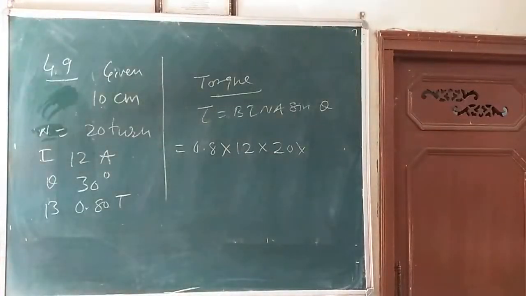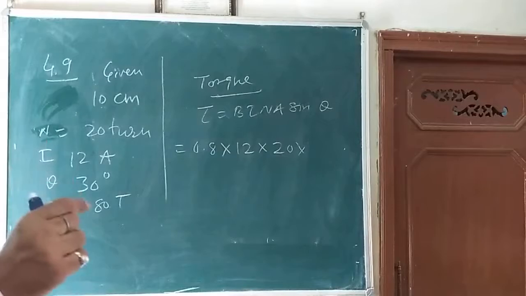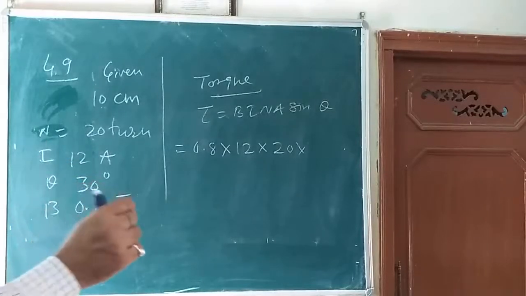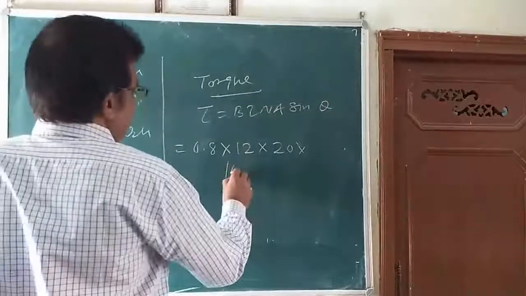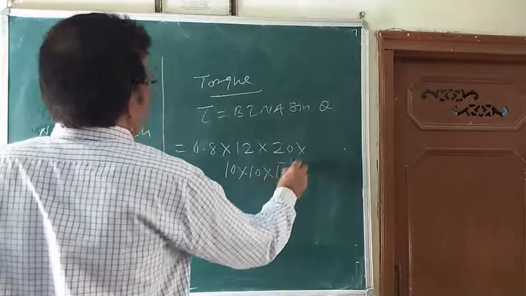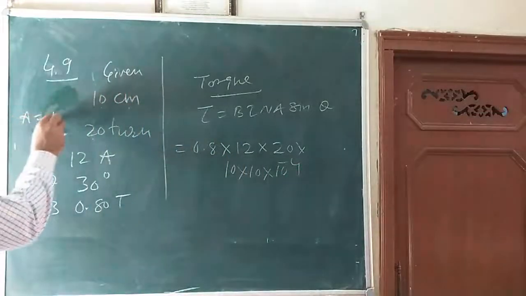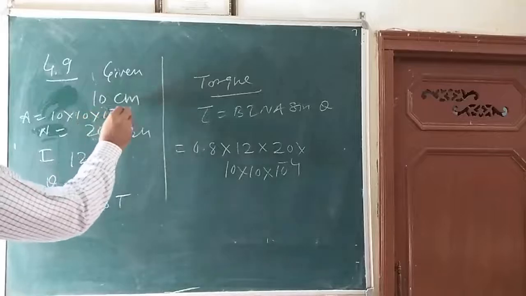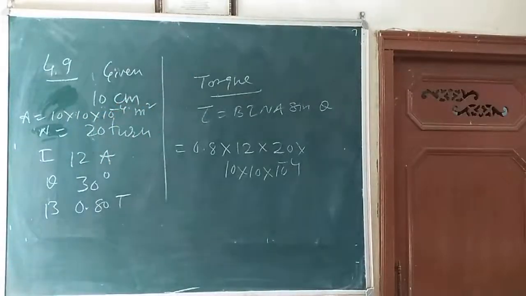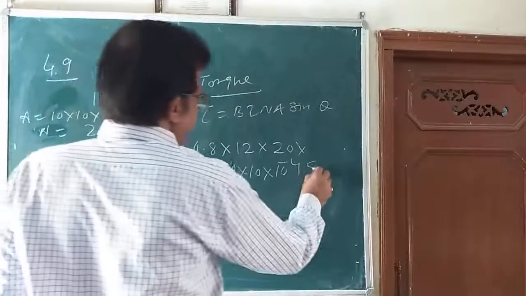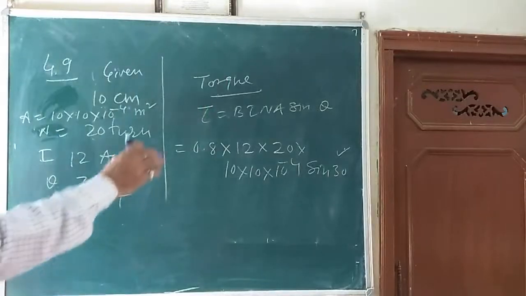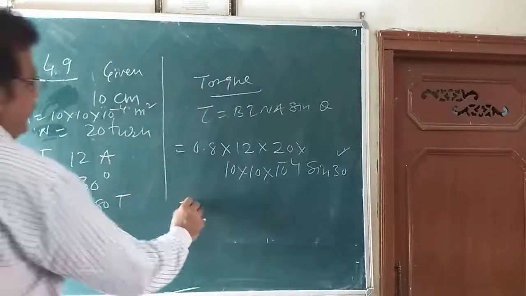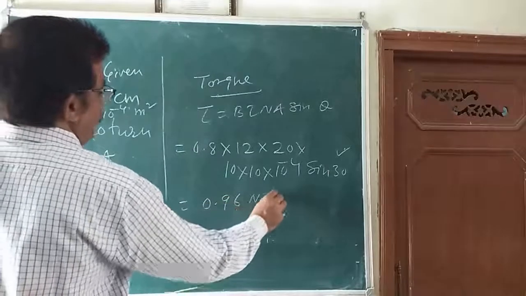A, the side is given. It is a square coil, so the side is given. To find the area, it is length into breadth. Is it clear? Suppose it is a one side, I can write here 10 into 10, into 10 square minus 4. Find the area of it. This is 10 into 10 divided by 100 into 100. That is the area. And sin 30. Here is the value. Now I can solve it and easily get the answer, that is 0.96 Newton meter.